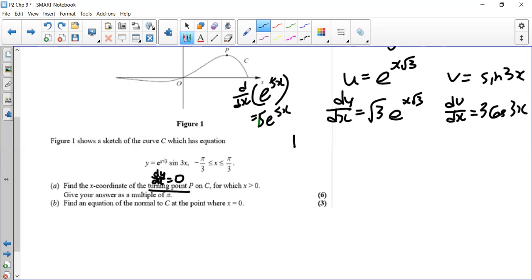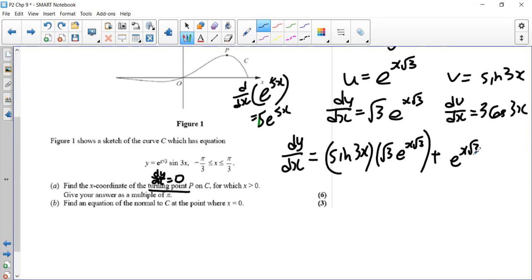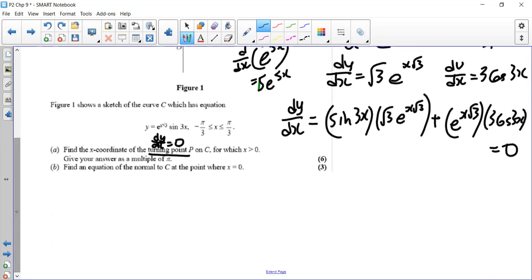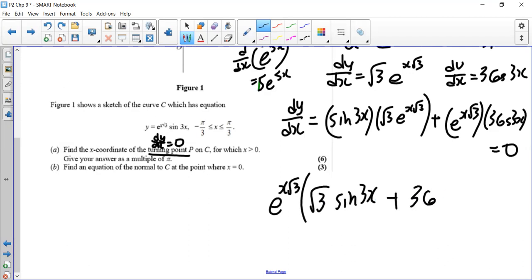So then we can use the result formula, product rule. What's the product rule? v du plus u dv. So v times du plus u times dv. And we know that equals 0. So what can we do in here? Well, both terms have e to the power of x root 3. So maybe we can factorize it out. So e to the power of x root 3 bracket. So we've got root 3 sine 3x, the first term. Second term, we're left with 3 cos 3x, equals 0.